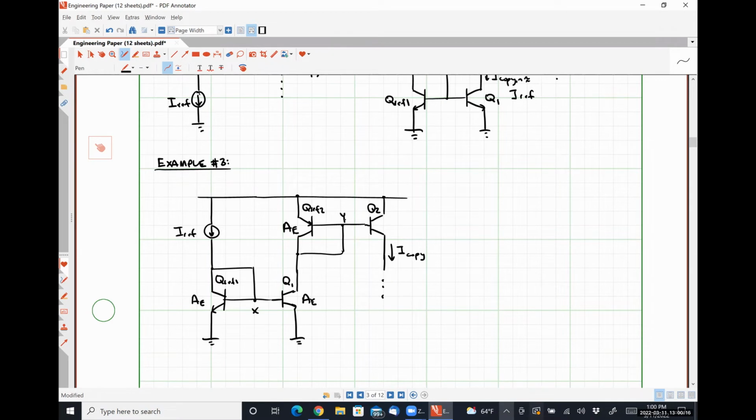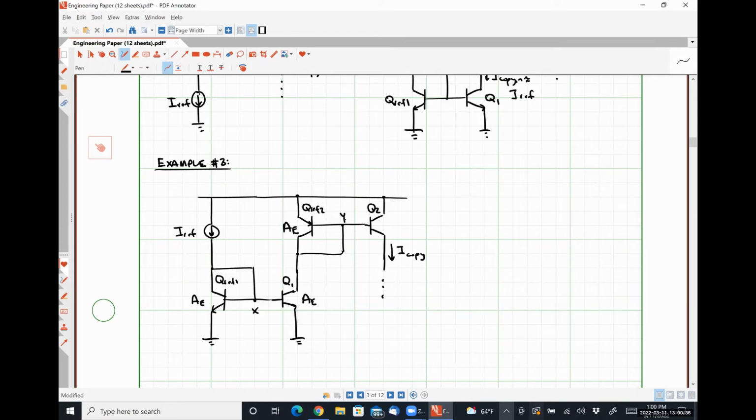And our goal is to determine the amount of error or copy current at the output of the PNP current mirror as compared to our original reference current divided by our band gap reference circuit.